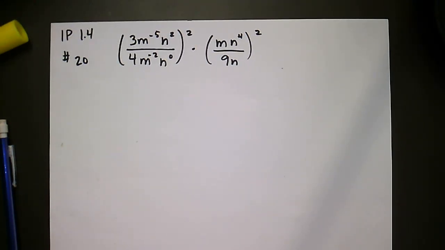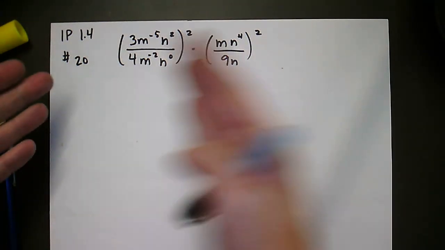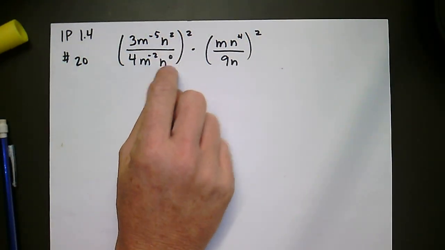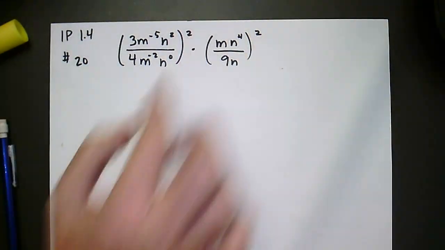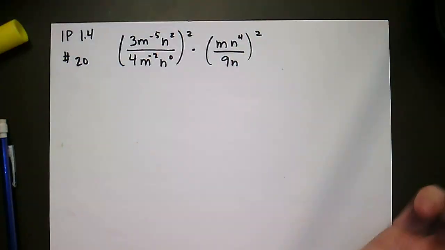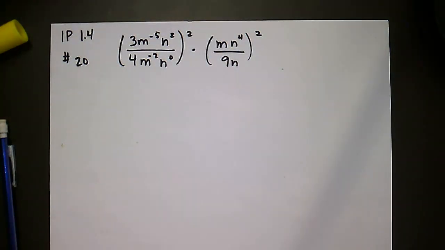All right, here we go. IP14, number 20. A lot going on here. We've got this rational expression raised to the second power times this rational expression raised to the second power. So I'm going to tackle this in kind of two stages.